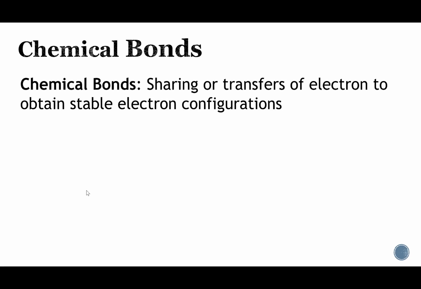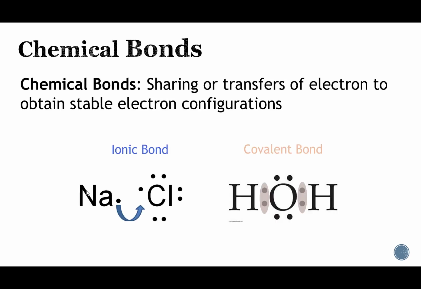All right. What are the first two words in that definition? Share or transfer. That delineates the two different types of bonds. Ionic bond is going to be the transfer. Covalent bond is going to be the share. So in an ionic bond, we're giving and stealing and taking. In a covalent bond, we are sharing with one another.